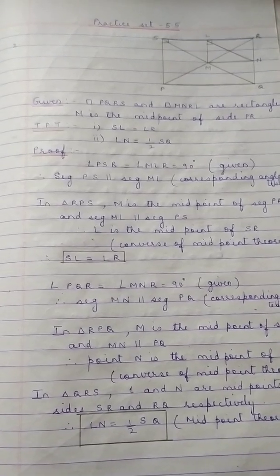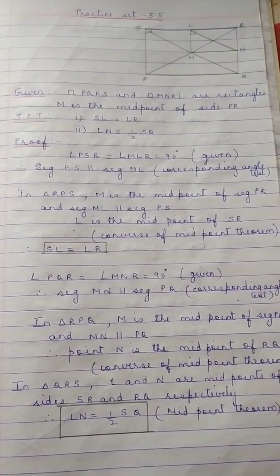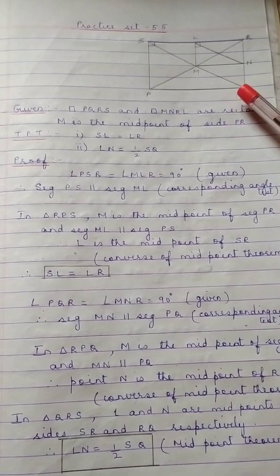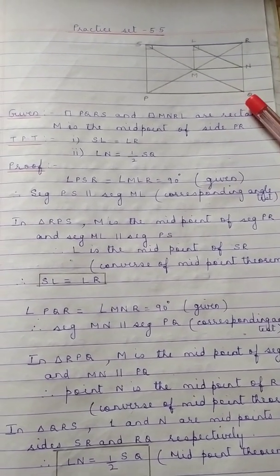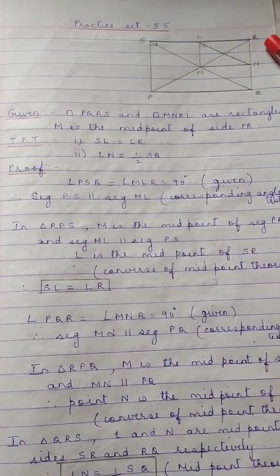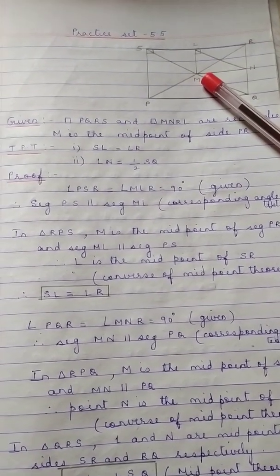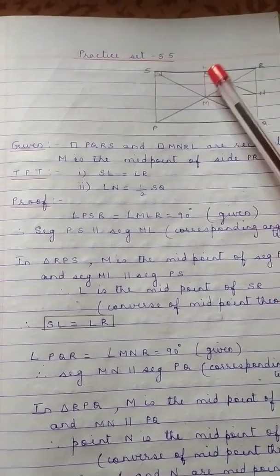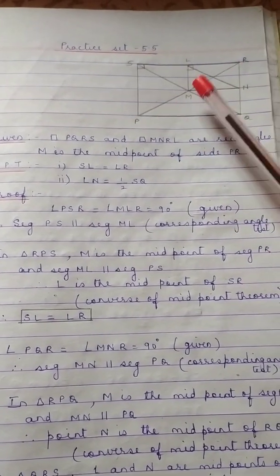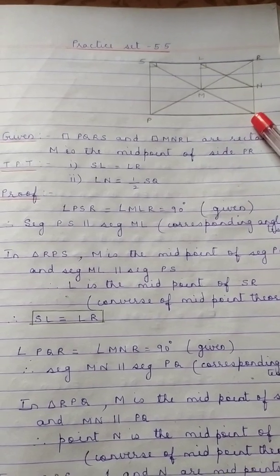Hello children, we begin with exercise 5.5 question number 2. This is the figure given. You are given two quadrilaterals PQRS and MNRL, both are rectangles. M is the midpoint of the segment PR. Now you have to prove SL is equal to LR and also LN is equal to half of SQ.